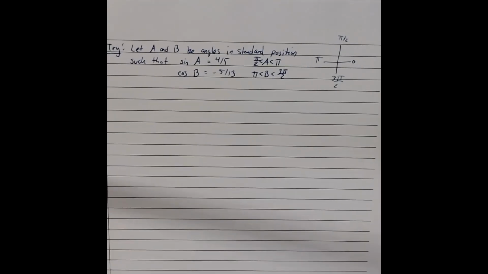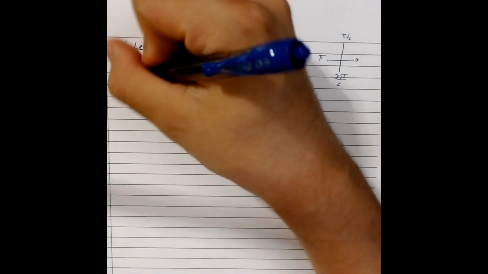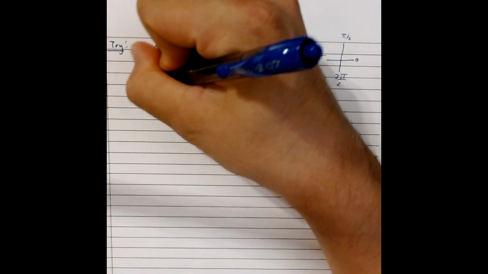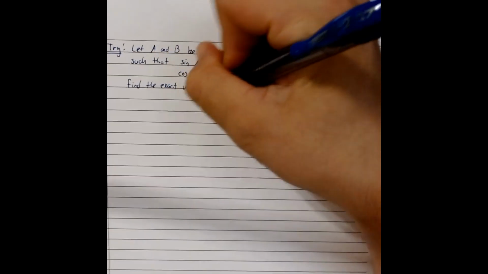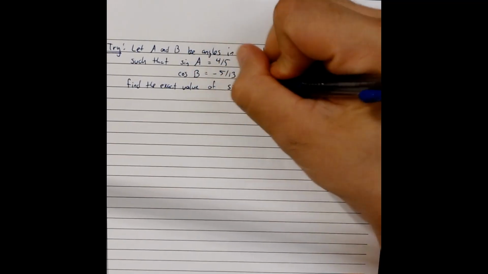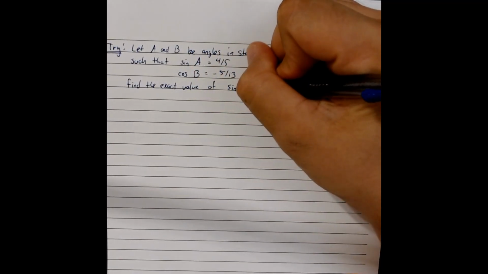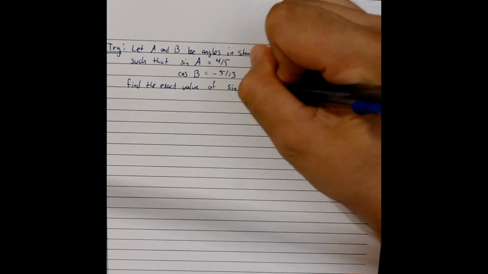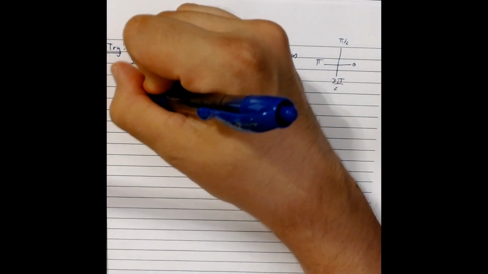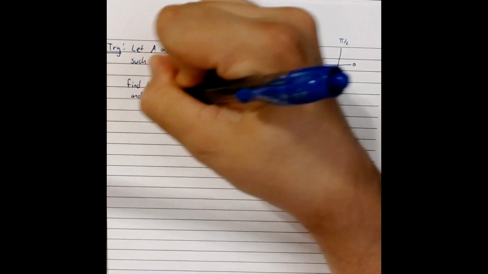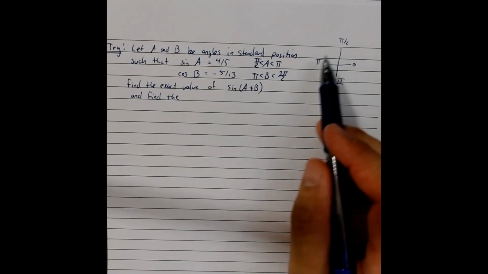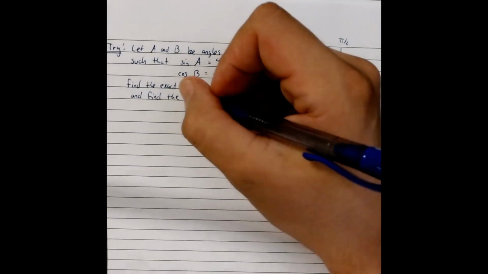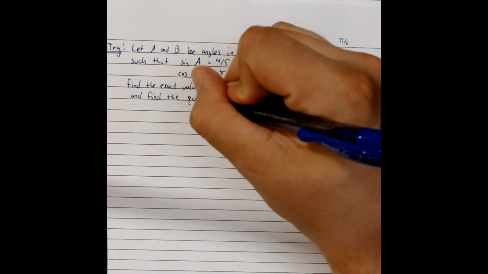All right. So given all that information, the question is to find the exact value of the sine of A plus B. And the other question is, find the quadrant of A plus B. In other words, once you add A and B together, which quadrant does it terminate in? Find the quadrant of A plus B.